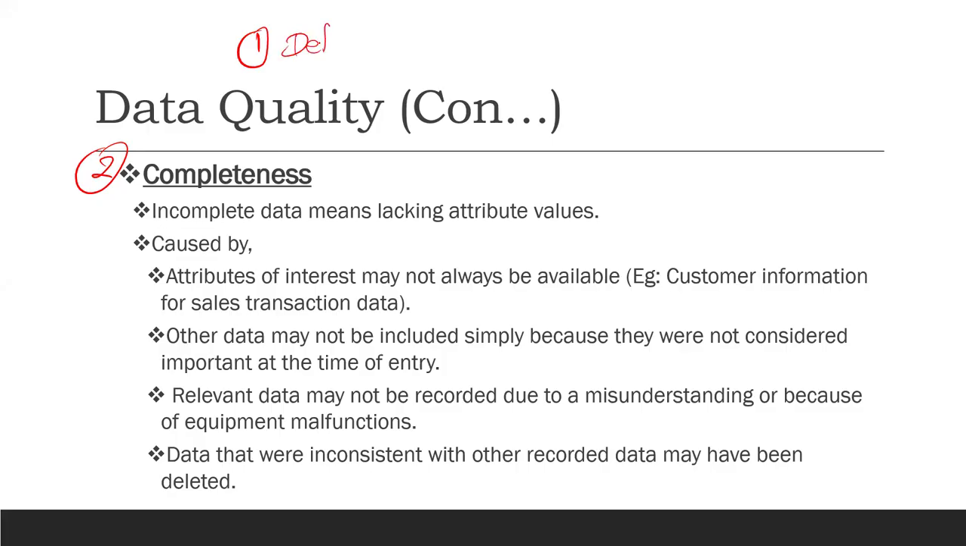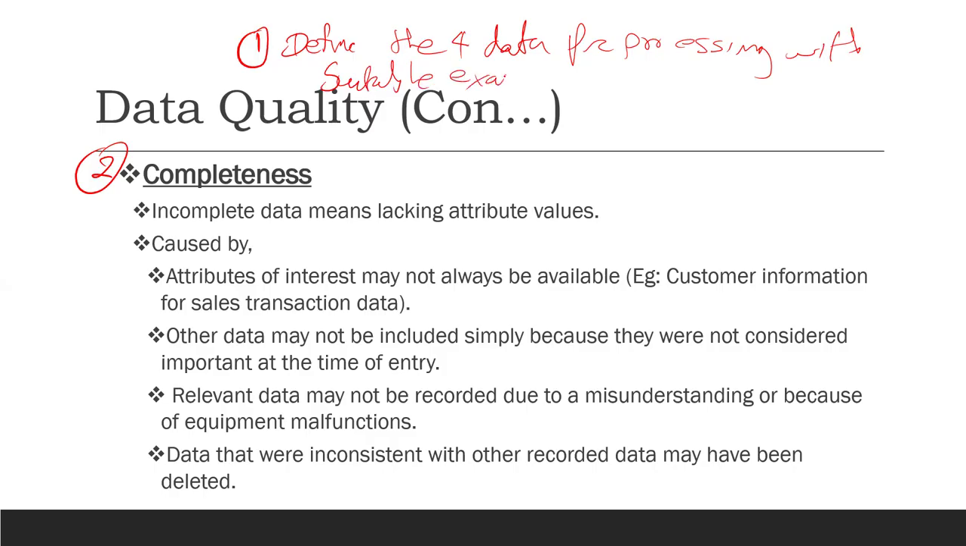Okay, I'm telling you, define the data pre-processing techniques. Define the four data pre-processing techniques with suitable examples. This is my question, right? Define the four different data pre-processing techniques with suitable examples. So what do you mean by completeness?